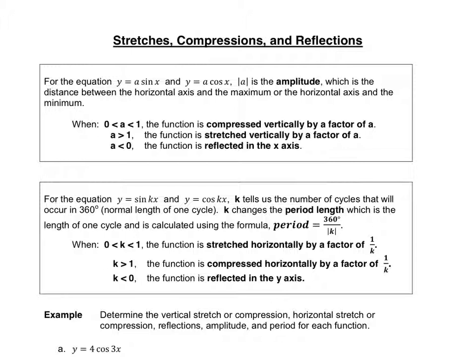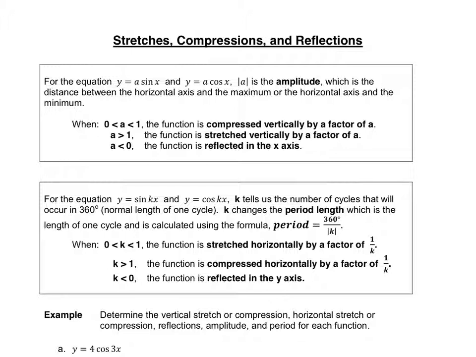All right, then similarly, the k parameter is the one that deals with horizontal stretches and compressions and reflections. Now the k value tells you the number of cycles that will occur in 360 degrees, which is the normal length of one cycle. So changing the k value changes the period length of your graph, which of course is equivalent to a horizontal stretch or compression of your graph.